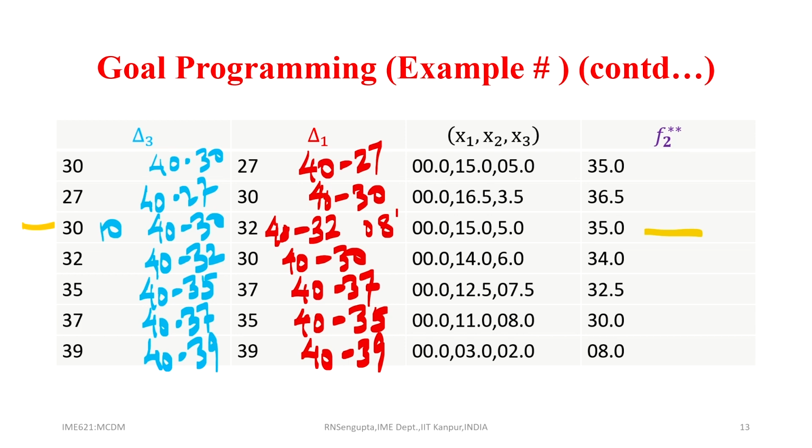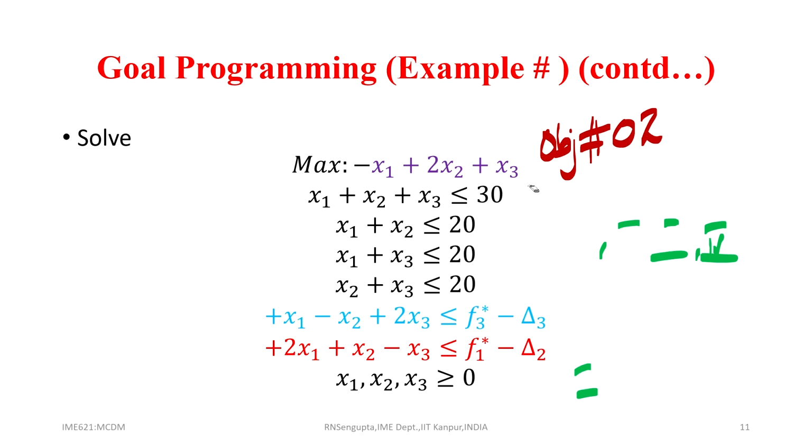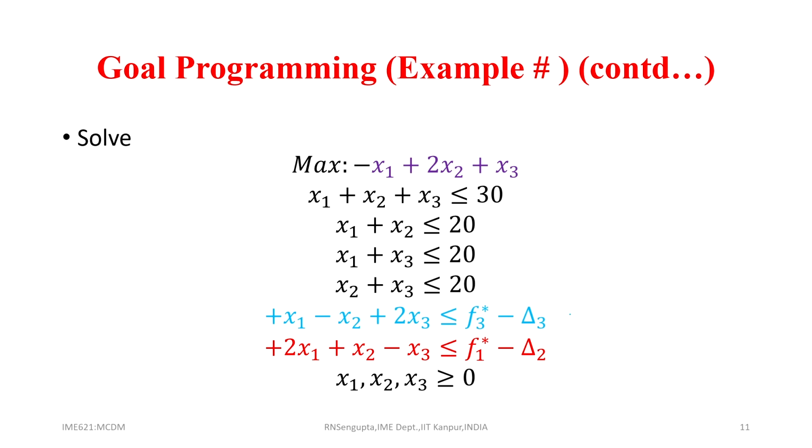So, what does 8 and 10 mean? So, 8 and 10 would basically mean this for objective function 2, this 8 and 10. This is less than equal to f3 minus 30, which is 10, and this would be less than equal to 8. So, based on that we will solve it.